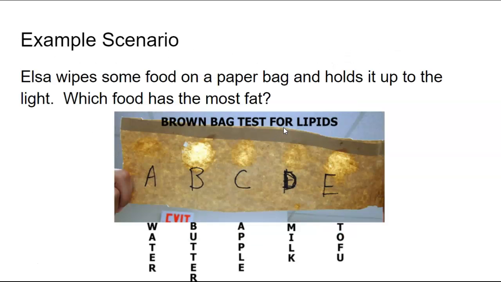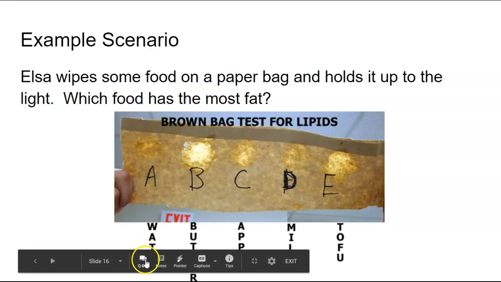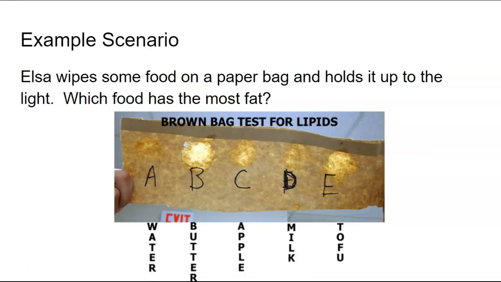So let's do an example. Elsa, yes, I was inspired by Frozen here, wipes some food on a paper bag and she holds it up to the light. Which of these foods has the most fat? So she's got water here, butter, she's got apple, milk, and tofu. And it looks like she might not have let them dry completely because water shouldn't have any spot, but regardless, we can still see which has the most fat.